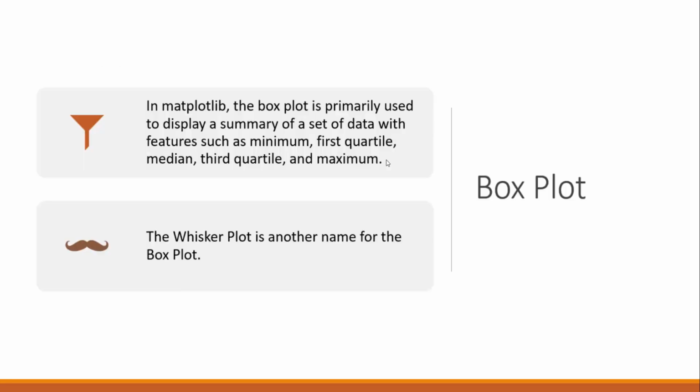So in Matplotlib, the box plot is used to display a summary of a set of data with features such as minimum, first quartile, median, third quartile, and maximum. And they allow you to see how your data is distributed, whether it is skewed or not, whether there are many outliers. The whisker plot is another name for the box plot.